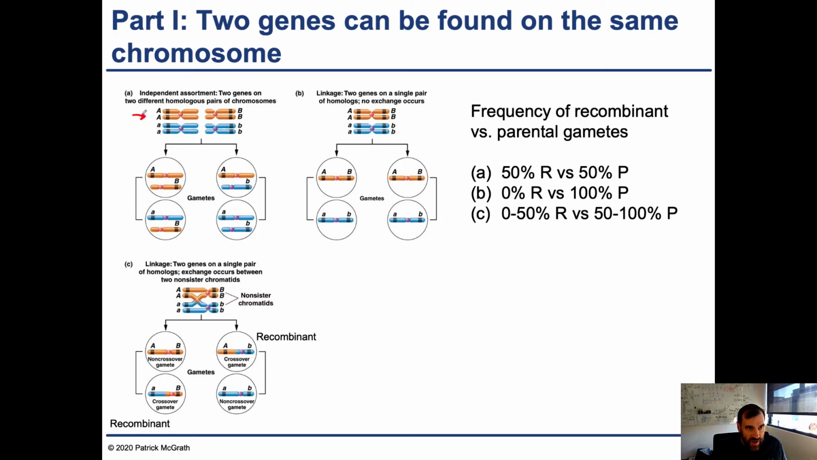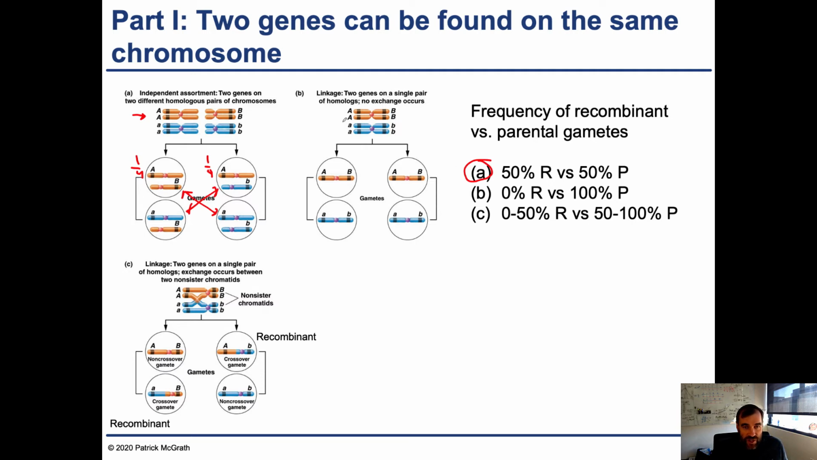So again, if we start out in the situation where it's like a dihybrid cross, we can produce all 4 of these gamete combinations. And those are produced at an equal ratio. So this is produced a quarter of the time, this one is produced a quarter of the time, etc. And so the parental gametes, again, would be these 2 right here, because that's the original combination. And then the recombinant gametes would be these 2 right here. And so in this situation, when they're on different genes, you have 50% recombinant and 50% parental gametes.